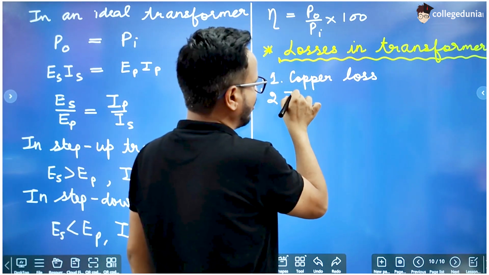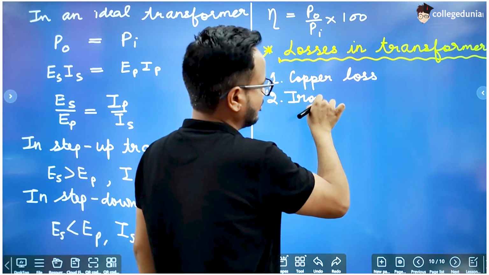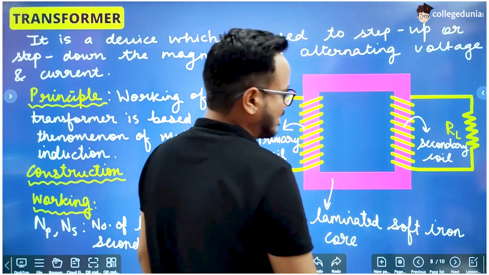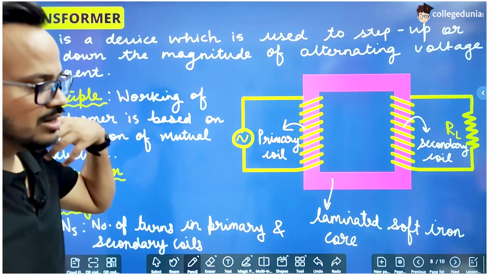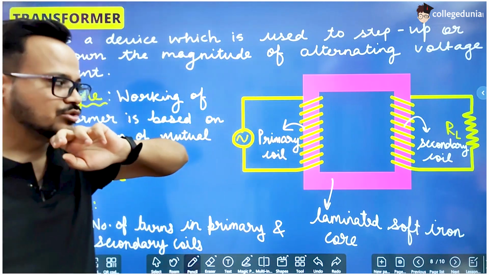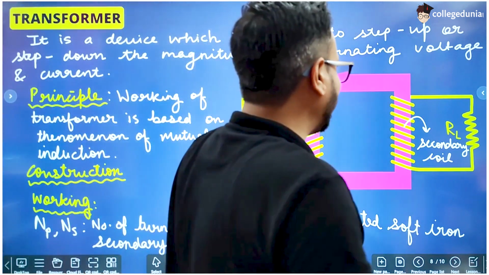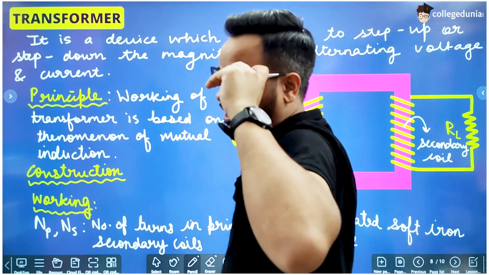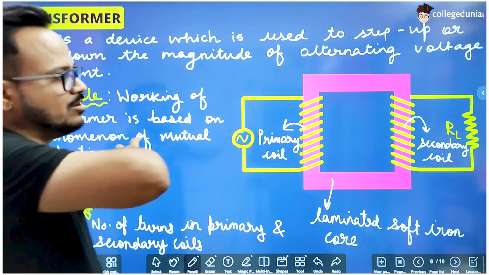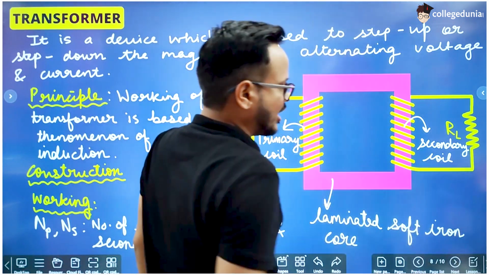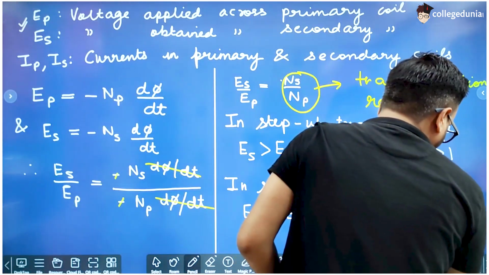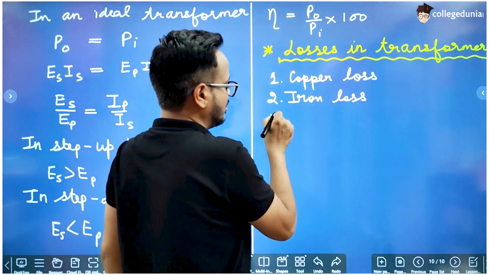Number 2 is called iron loss. Iron loss means the same thing which happens with the soft iron core. We know that iron is also a metal, so it is a good conductor of electricity. So when current flows through the copper coils, very small eddy currents, because the core is laminated, flow in the laminated soft iron core also. Due to this, heat energy is produced, and that is also a kind of energy loss.